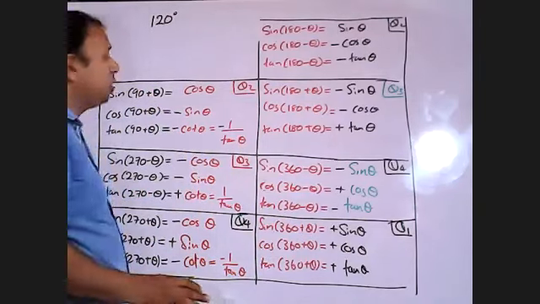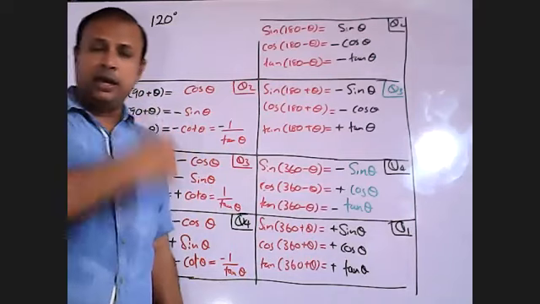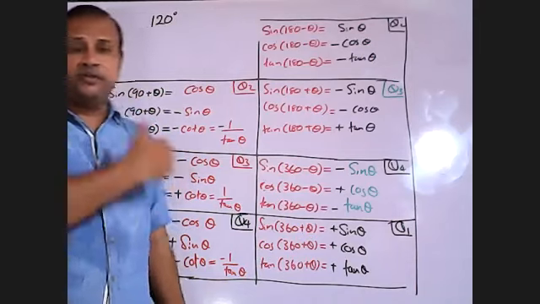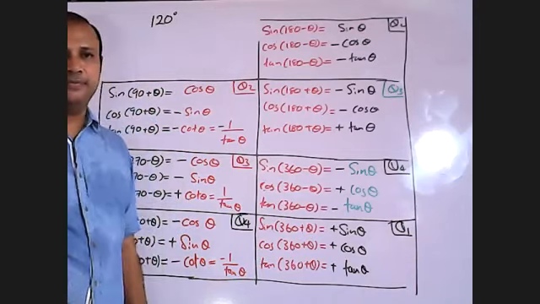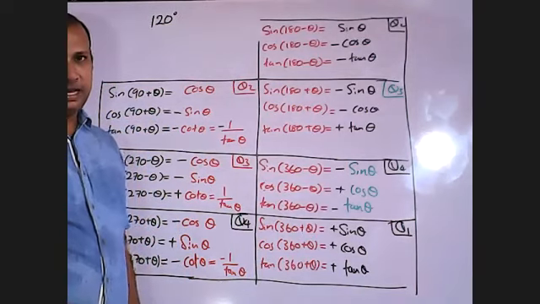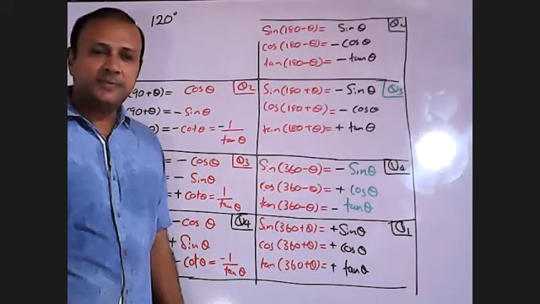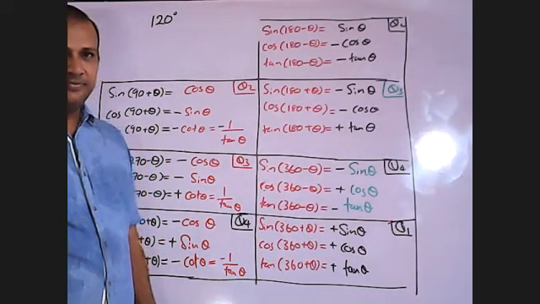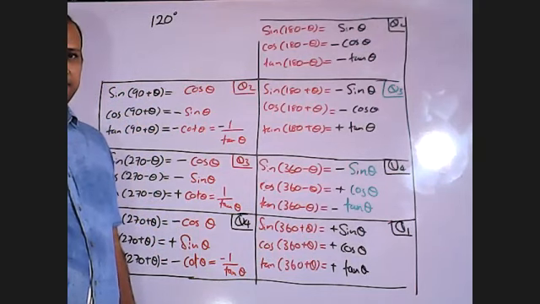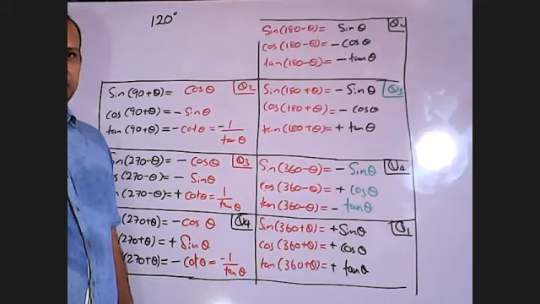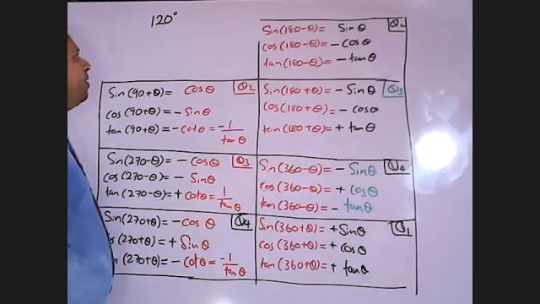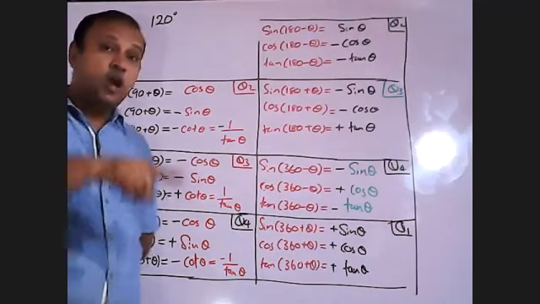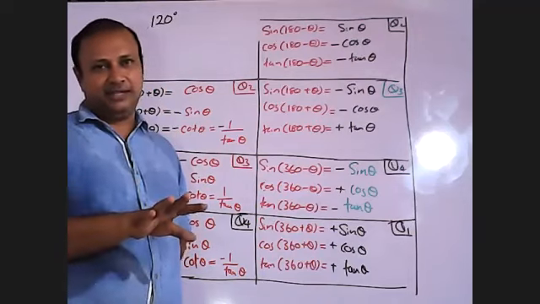Okay. Suppose you are given 120 and asked to find the trigonometric values of 120. How to do that? Can you give me a proposal? How to do that? Actually, I don't know. 90 plus 30, use. Yes, 90 plus 30 or 120 minus 60.